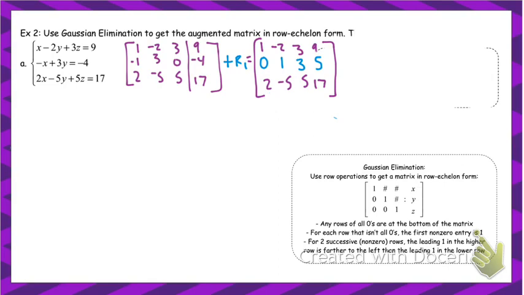is I'm going to subtract 2 times row 1. If I do that, then I would do 2 minus 2 times 1, which is 0. Negative 5 minus 2 times negative 2, which is going to be negative 1. 5 minus 2 times 3, which is going to be negative 1. And then 17 minus 2 times 9, so 17 minus 18, also a negative 1. The other rows did not change.